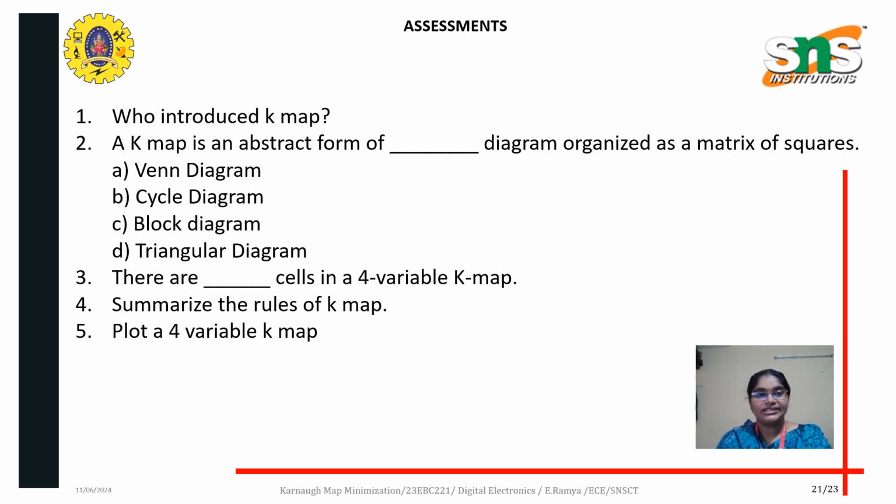Students, now it's time for assessment. Who introduced the K-map, the Karnaugh map? A K-map is an abstract form of a dash diagram organized as a matrix of squares. Which diagram do you have to find? Next, there are dash cells in a variable K-map. Summarize the rules of K-map. Plot a 4 variable K-map.